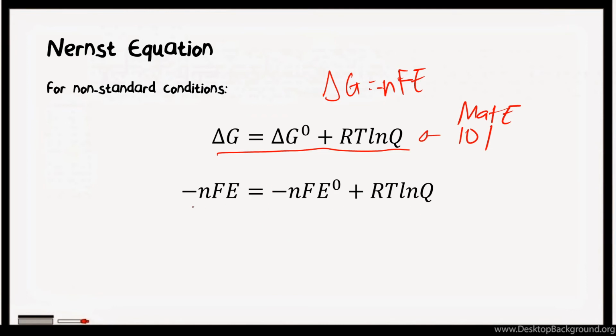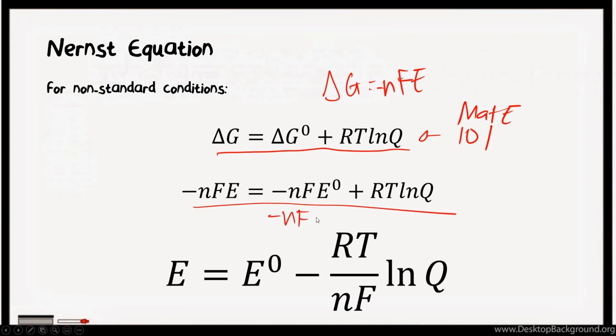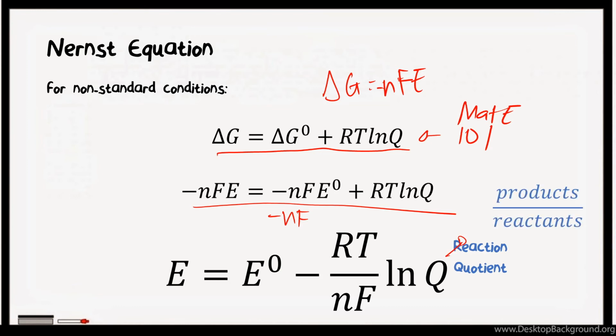Transposing negative n or dividing all sides by negative nF, we'll get E is equal to E naught minus RT over nF ln Q, where E is your cell potential, E naught is your standard cell potential, and Q is your reaction quotient. And the reaction quotient, parang yan yung equilibrium constant natin. It's just your products over reactants. Tapos pag meron tayong coefficients, tinataas lang natin by the power of those coefficients.